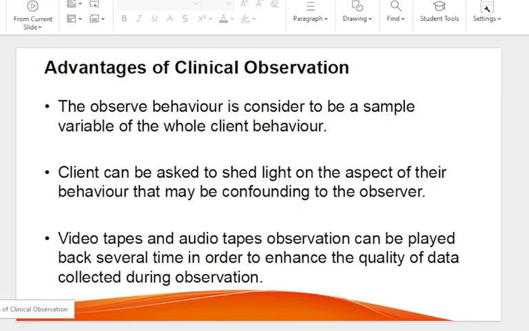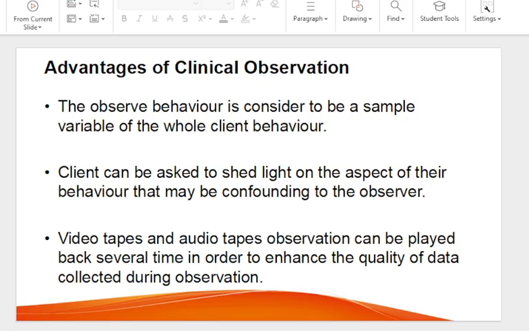Now, last advantage that we have here is video tapes and audio tapes of observation can be played back several times in order to enhance the quality of data collected during observation. I said that during the video recording observation and the audio recording observation, you are able to play back the materials severally to make sure that your data is actually standard and sufficient enough to determine the behavior, or to determine inferences about the behavior.